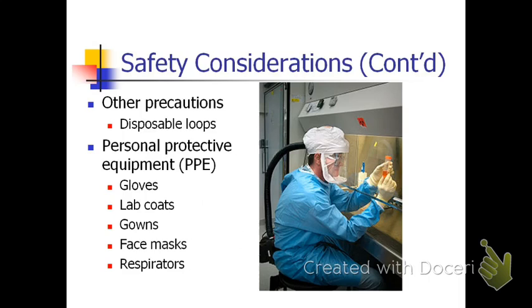Then ideally, the loop should be disposable. Okay, so there's a plastic loop that is disposable, and you should have your PPE. Very important, because sometimes I observe some of you working in the laboratory without a lab gown, and you are missing out one of the important components of PPE, personal protective equipment, consisting of gloves, lab coat, gown, face mask, and in some cases, respirator.